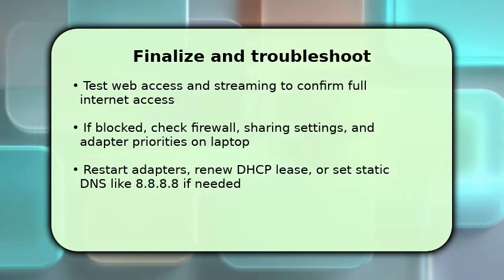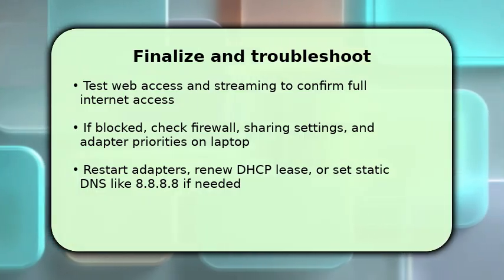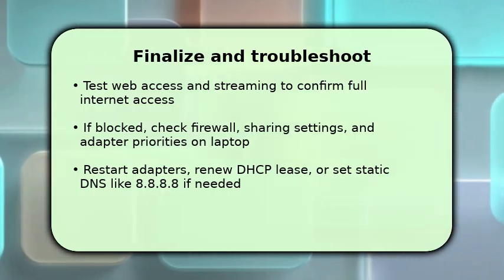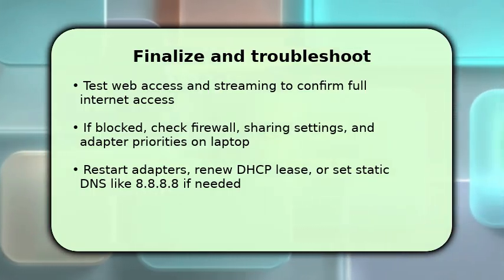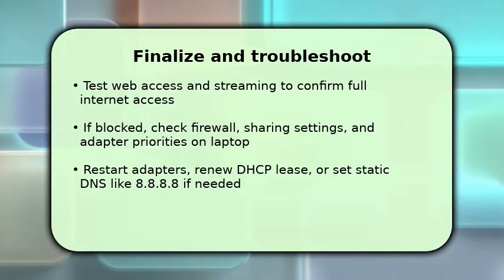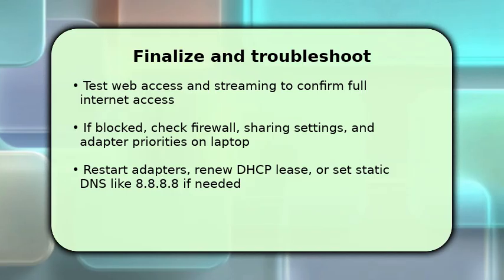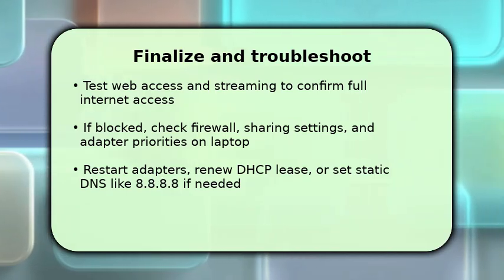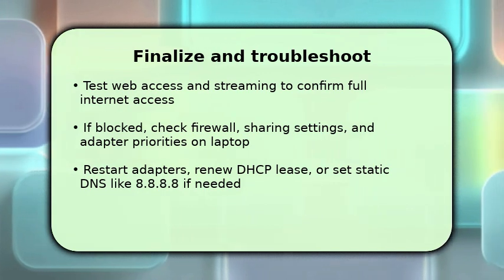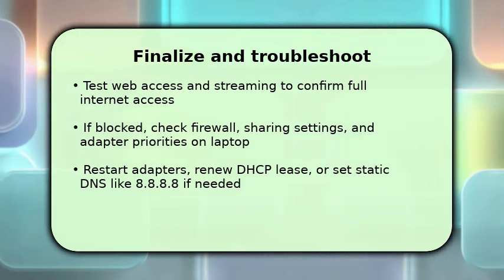If you encounter issues, systematically troubleshoot. Disable Firewall temporarily, re-enable internet sharing, and verify adapter priority so the shared adapter is active. Once done, renew the desktop's DHCP lease or reboot both machines. If DNS fails, set a known public DNS such as 8.8.8.8 on the desktop. That often fixes name resolution, while routing remains intact.